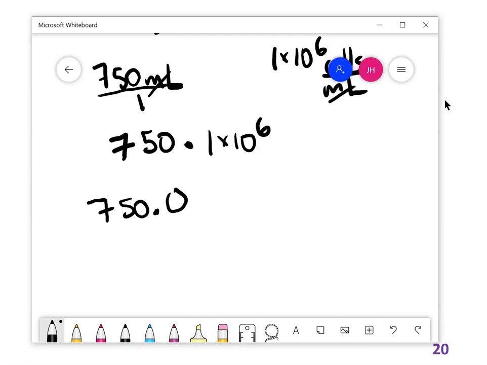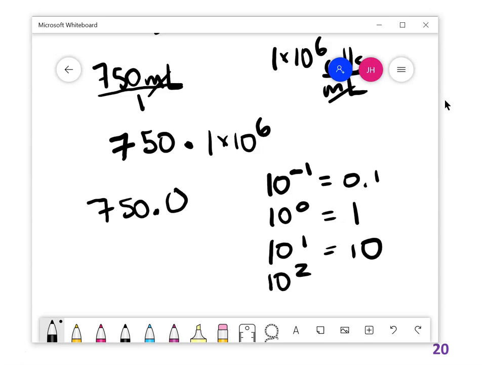So let me write that out. So this is an important thing to remember. 10 to the negative 1 equals 0.1. 10 to the 0 is 1. 10 to the plus 1 is 10. 10 to the 2, 100. 10 to the third power equals 1,000. So this is between 10 to the second power and 10 to the third power. So there's some number we can multiply times this to get this number.